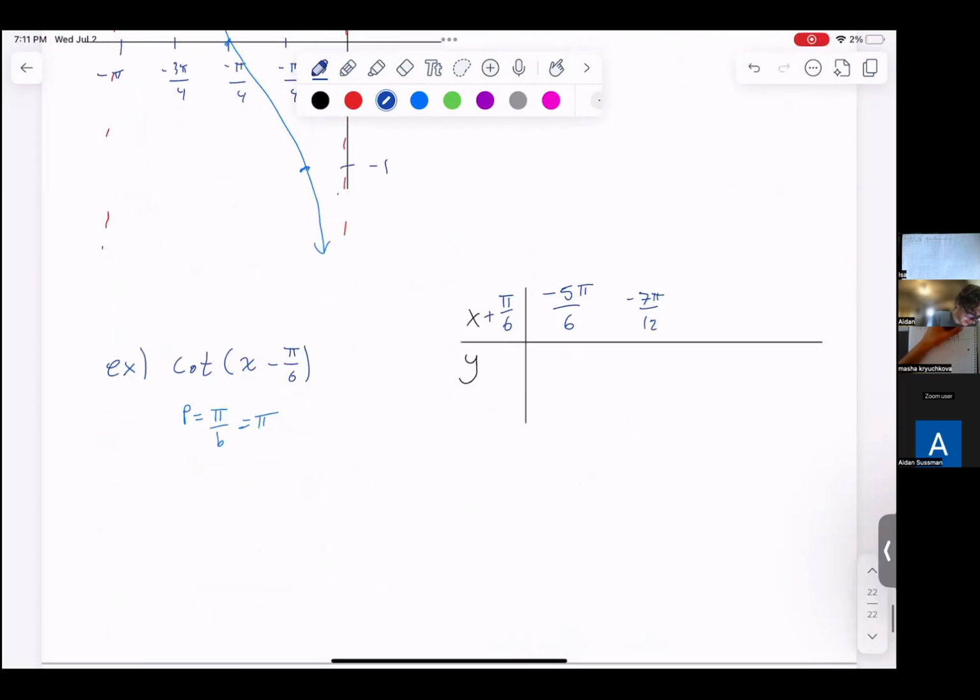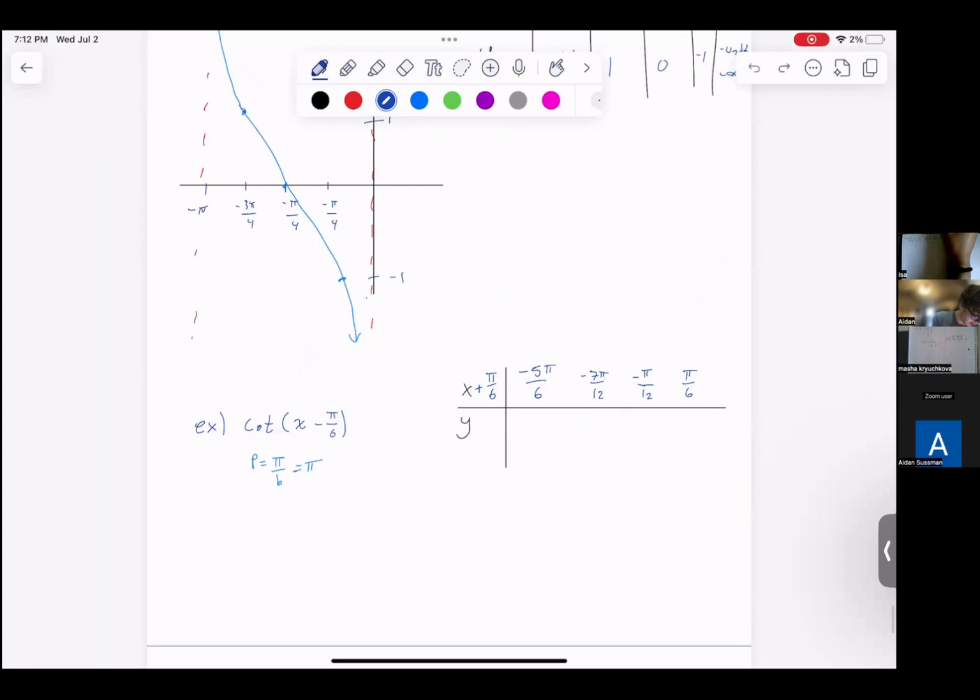All right, well, negative pi over 2 plus pi over 6. Well, this one we could just multiply. That's negative 3 pi over 6. So this is 2 pi over 6, right? Sorry, negative 2 pi over 6. And that's the same thing as negative pi over 12. And the last point is 0, which is just add pi over 6. That's pi over 6.